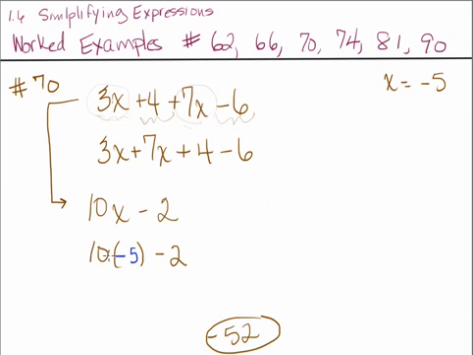Now I have a multiplication problem and a subtraction problem. So using order of operations and doing multiplication first, I get 10 times negative 5 is negative 50. And negative 50 minus 2 is indeed negative 52. So I did get the same answer. I can plug the value for x into the original expression, or I can simplify it first and plug the value I'm given for x into the simplified version. Either way, I should get the same answer.